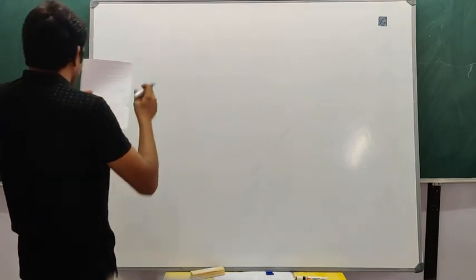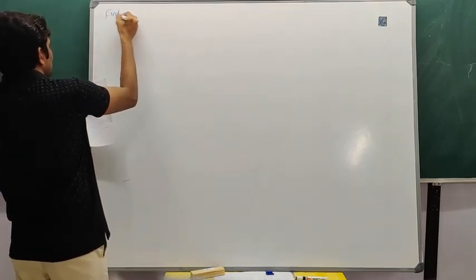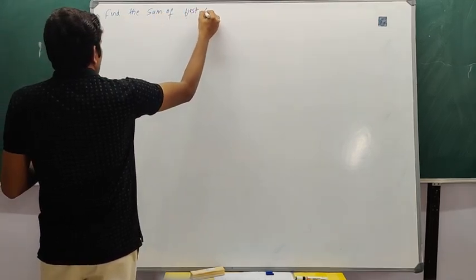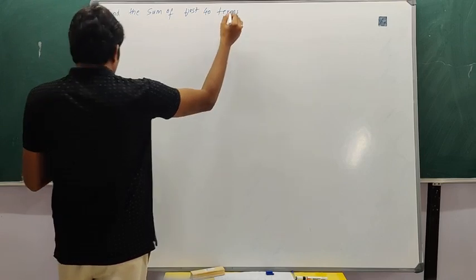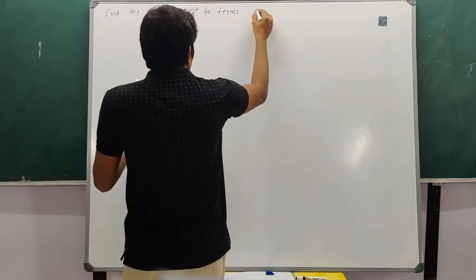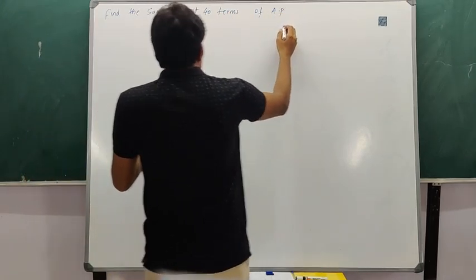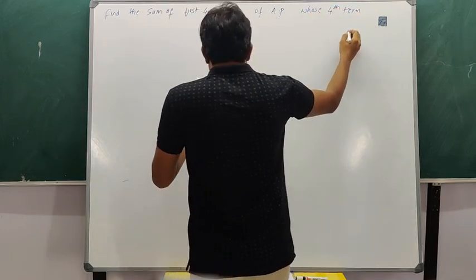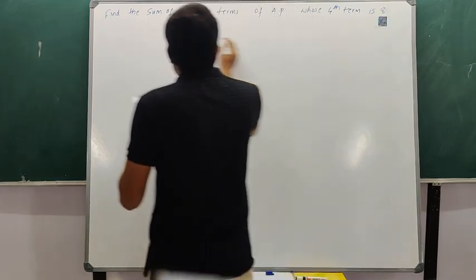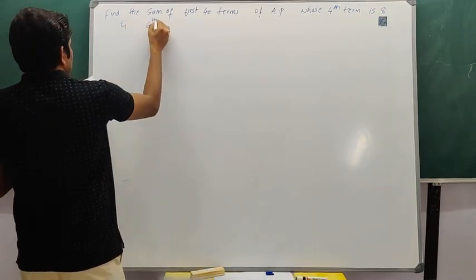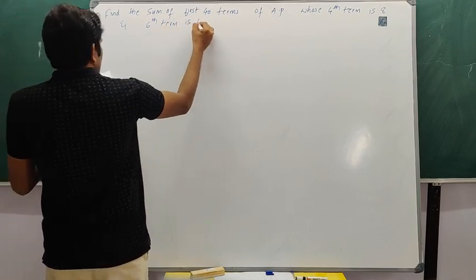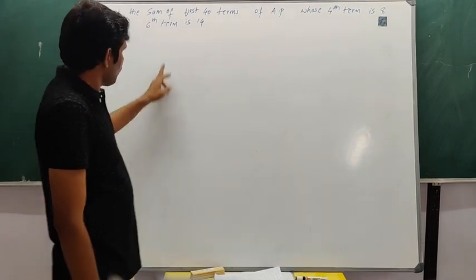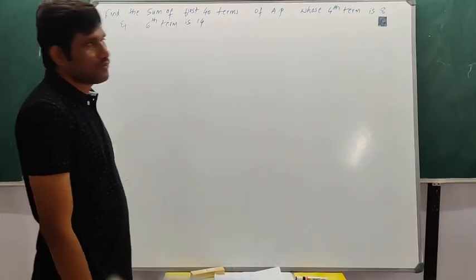Find the sum of the first 40 terms of an AP whose fourth term is 8 and sixth term is 14. So find the sum of the first 40 terms of an AP whose fourth term is 8 and sixth term is 14.